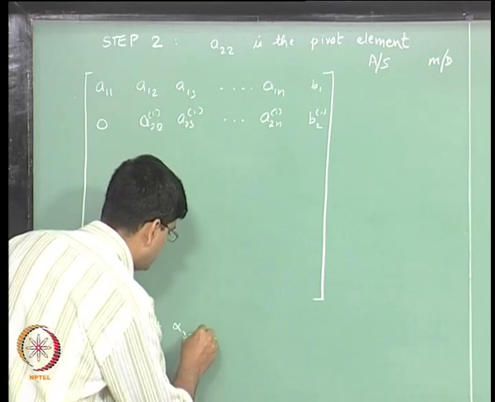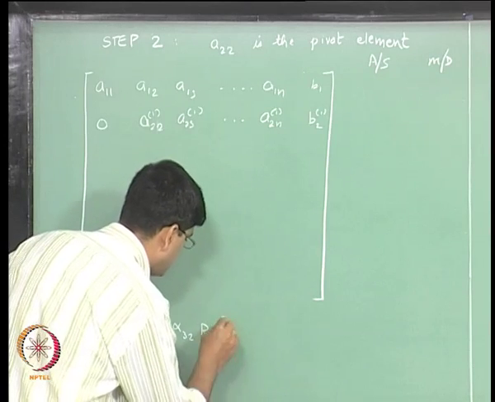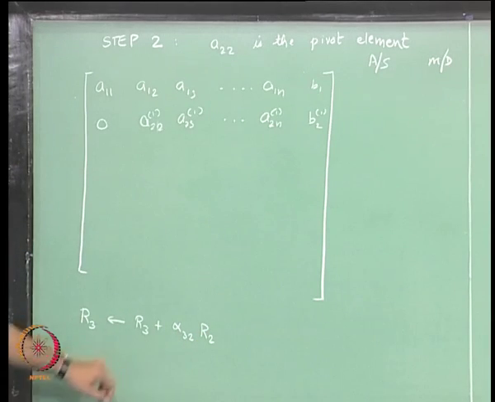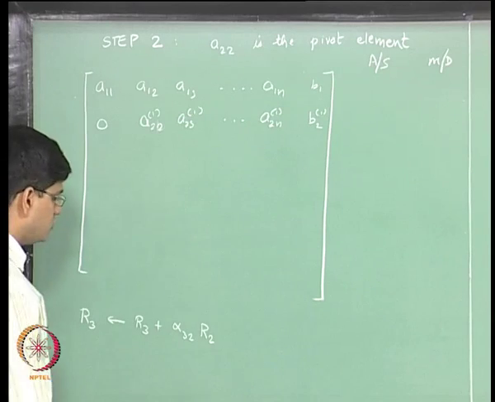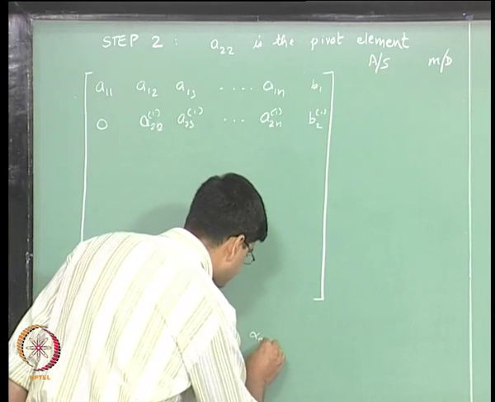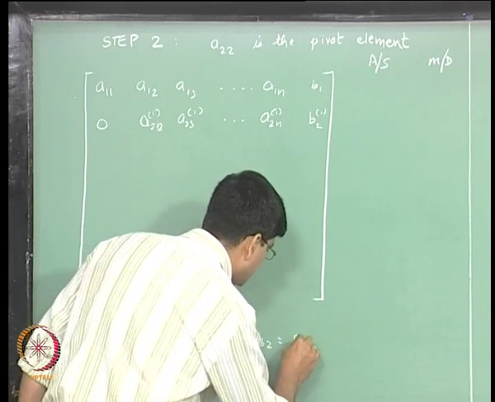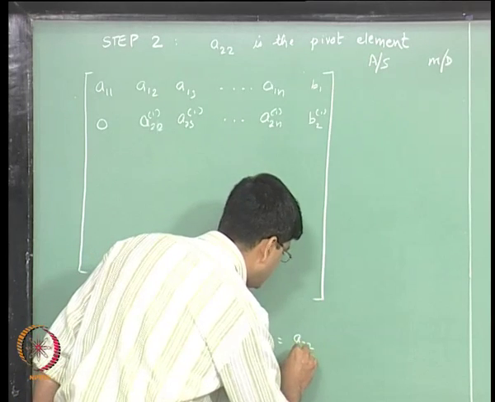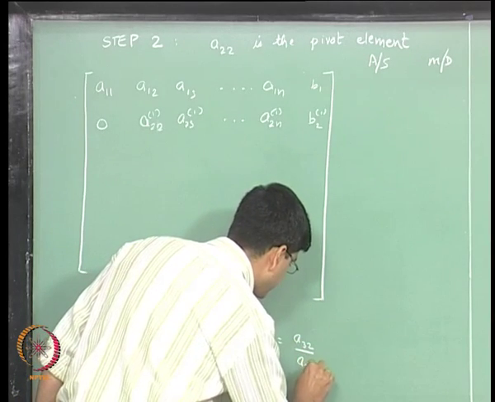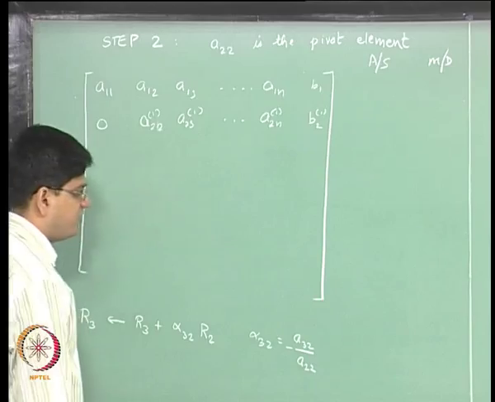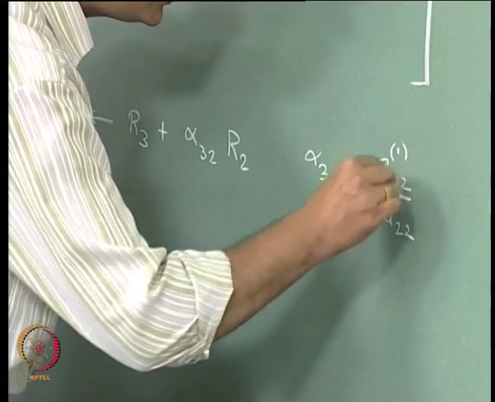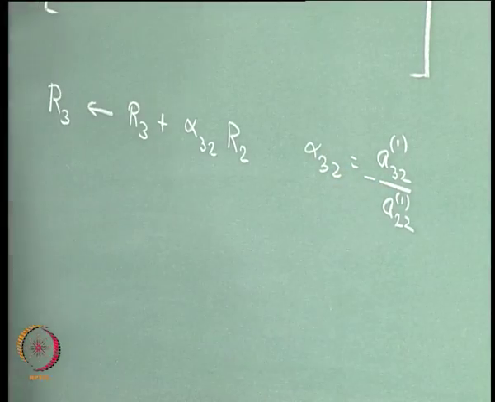Okay. The next step we are going to do is R3 is going to be replaced by R3 plus alpha 32 multiplied by R2. Now this step first requires computation of alpha 32. Alpha 32 is nothing but A32 divided by A22, negative of that, which we will again put superscript 1.